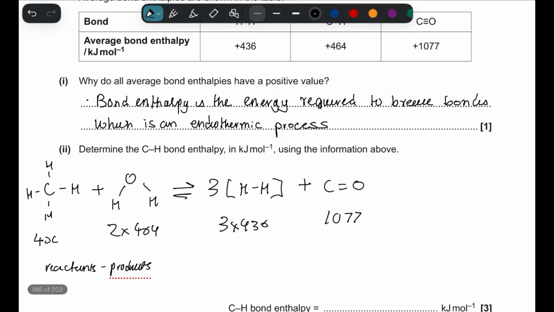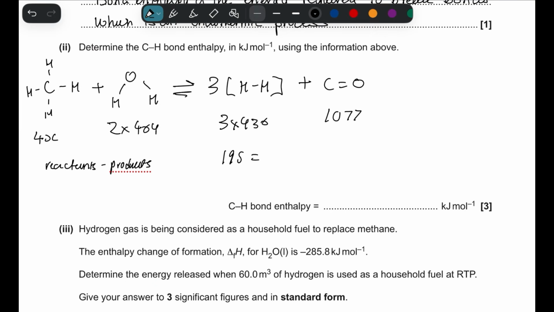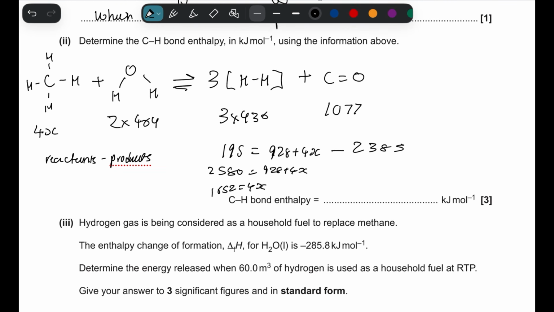So we know our enthalpy change is 195. So 195 is going to be equal to 2 times 464, which is 928, plus 4x. And then minus, I'm just going to add the 3 times 436, which is 1308, plus the 1077, which is 2385. So we add it to the other side, 2385. We get 2580 equals 928 plus 4x. And then take away the 928. 1652 is equal to 4x, which means if we divide it by 4, we get an answer of 413 kilojoules per mole. And we can say positive, but we knew it was going to be positive. So that's going to be our answer there.